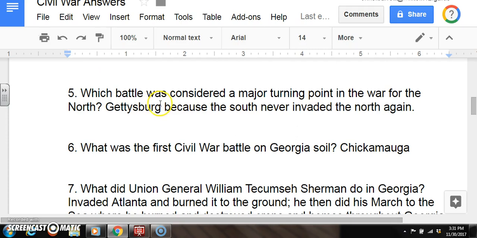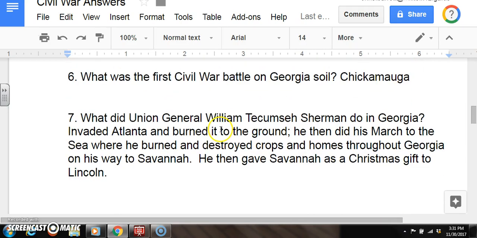6. What was the first Civil War battle on Georgia soil? That was at Chickamauga. 7. What did Union General Sherman do in Georgia? He invaded Atlanta and burned it to the ground. He then did his march to the sea, where he burned and destroyed crops and homes throughout Georgia on his way to Savannah. And then he gave Savannah as a Christmas gift to Lincoln.